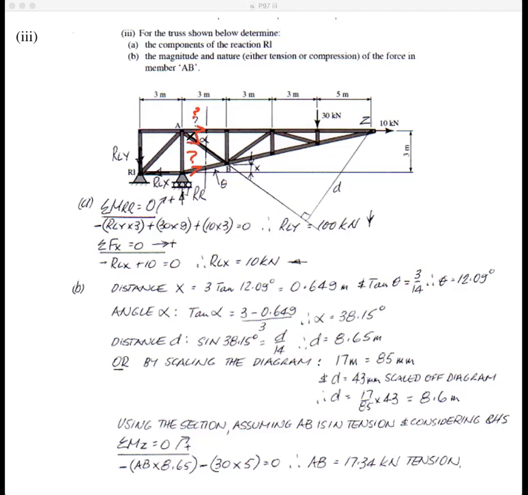Now, I'm going to take moments about a point that has to eliminate that force, because remember, this is cut here, and all this part of the truss is eliminated. I've put down here, using this section, assuming AB is in tension, and considering the left-hand side. We're considering the left-hand side.